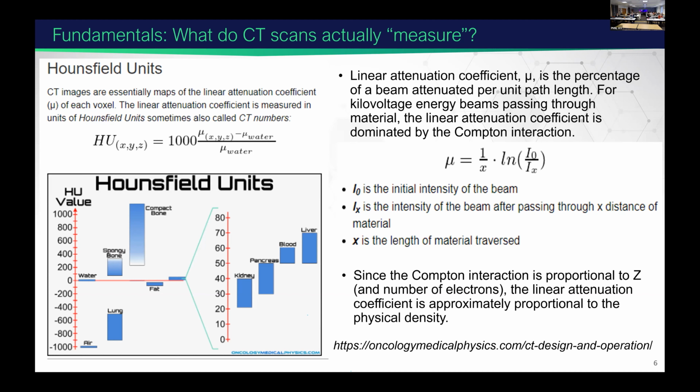And at the energies or powers that we use in CT, kilovolts, this linear attenuation coefficient is dominated by the so-called Compton interaction. And since this Compton interaction is proportional to the number of electrons, or the Z number of the atom, we can say that this linear attenuation is approximately proportional to the physical density. So that's why you often hear it's a density-based technique.